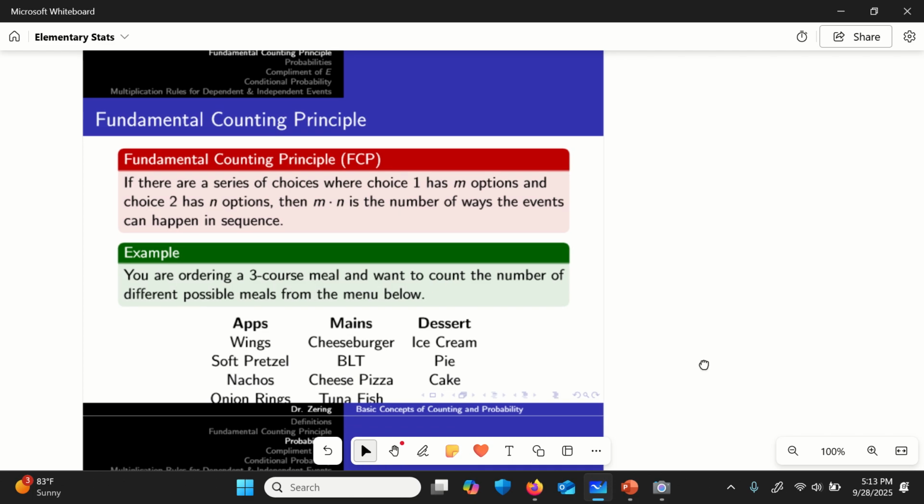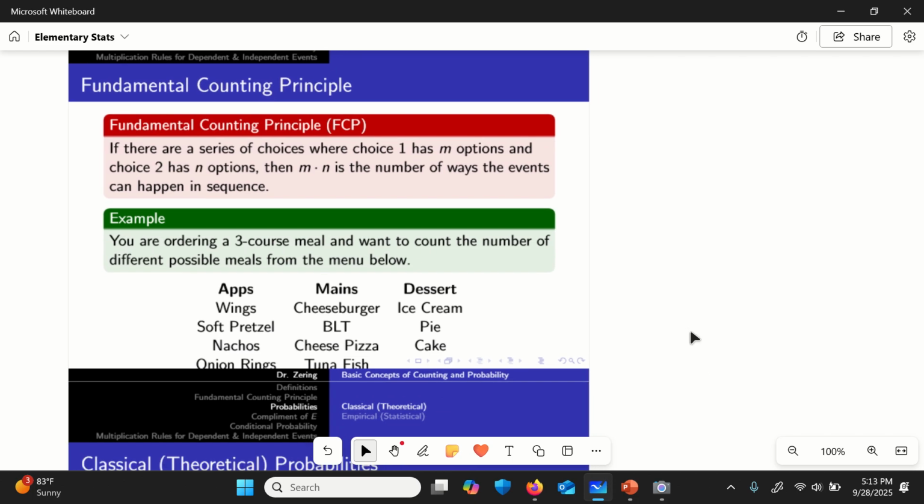I'm going to illustrate that principle a little bit here with this example found in green on the slide. So you're ordering a 3-course meal, and you want to count the number of possible different meals that you could order from the menu below. So there are 4 options for an appetizer, 4 options for a main dish, and 3 options for dessert. These numbers, 4 and 3, are pretty small, so we could, in theory, make a tree diagram for this.